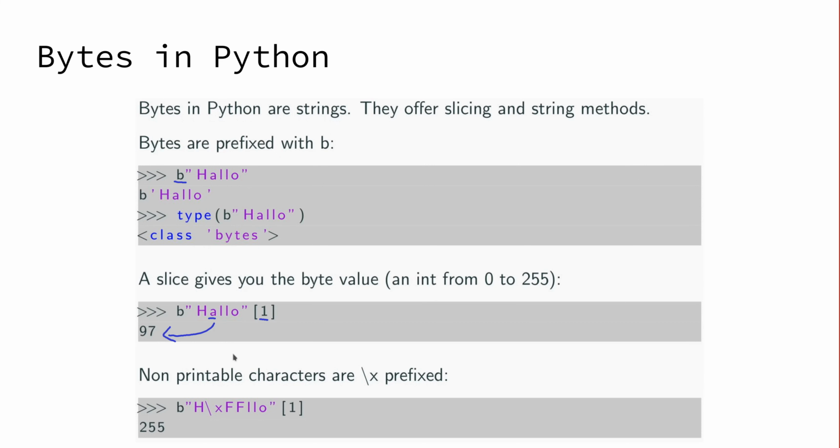Since these are byte strings, we can not only use ASCII characters, but every byte value. Non-printable characters in byte strings in Python are prefixed with a \x. So if I make a byte string with \xff, which is hexadecimal 255, and then I access this element in the byte string, I get the value 255, which is ff in hexadecimal.